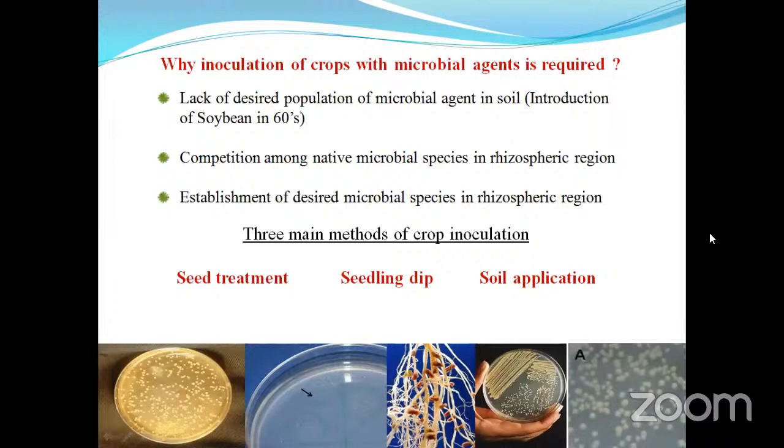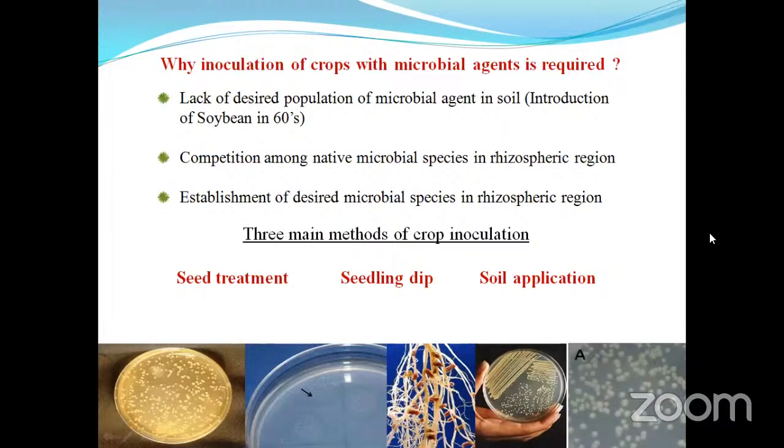So now we come to the point of why inoculation of crops with microbial agents is required. Because you may be thinking that microorganisms live in soil, so why do we need to inoculate from outside? There are three main reasons. First is the lack of desired population of microbial agents in soil.